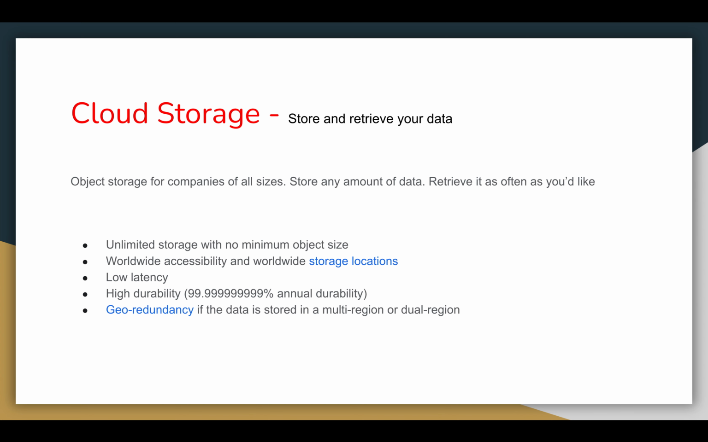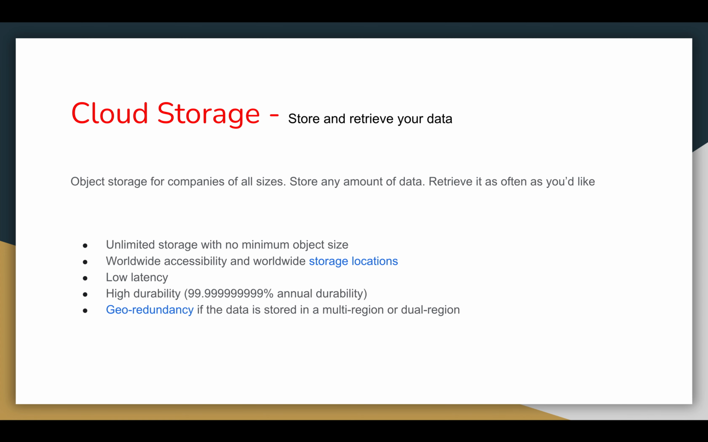The second one is worldwide accessibility and worldwide storage locations. Then it is low latency, high durability, 99.999999999 annual durability. Geo redundancy applies if the data is stored in a multi-region or dual region. Geo redundancy means it will replicate your data and store this backup data in a separate physical location, just in case one site fails due to natural disasters, catastrophic events or glitches that cause network outages.